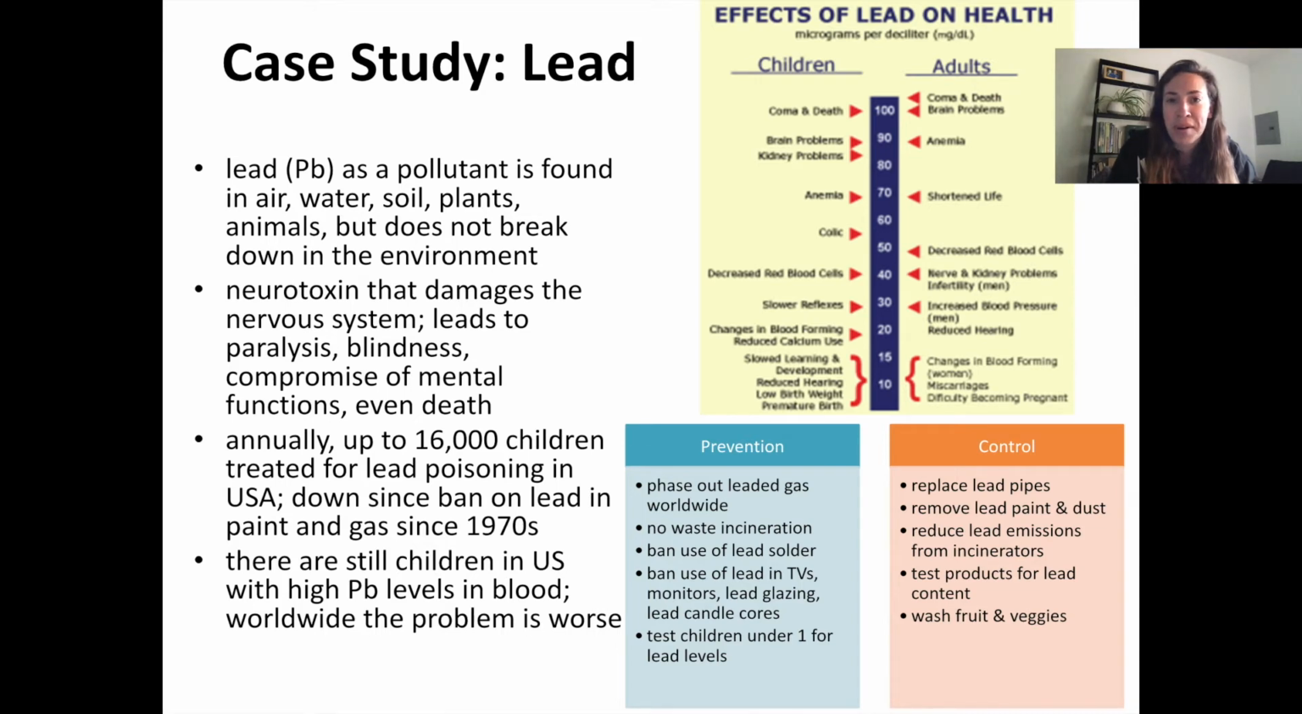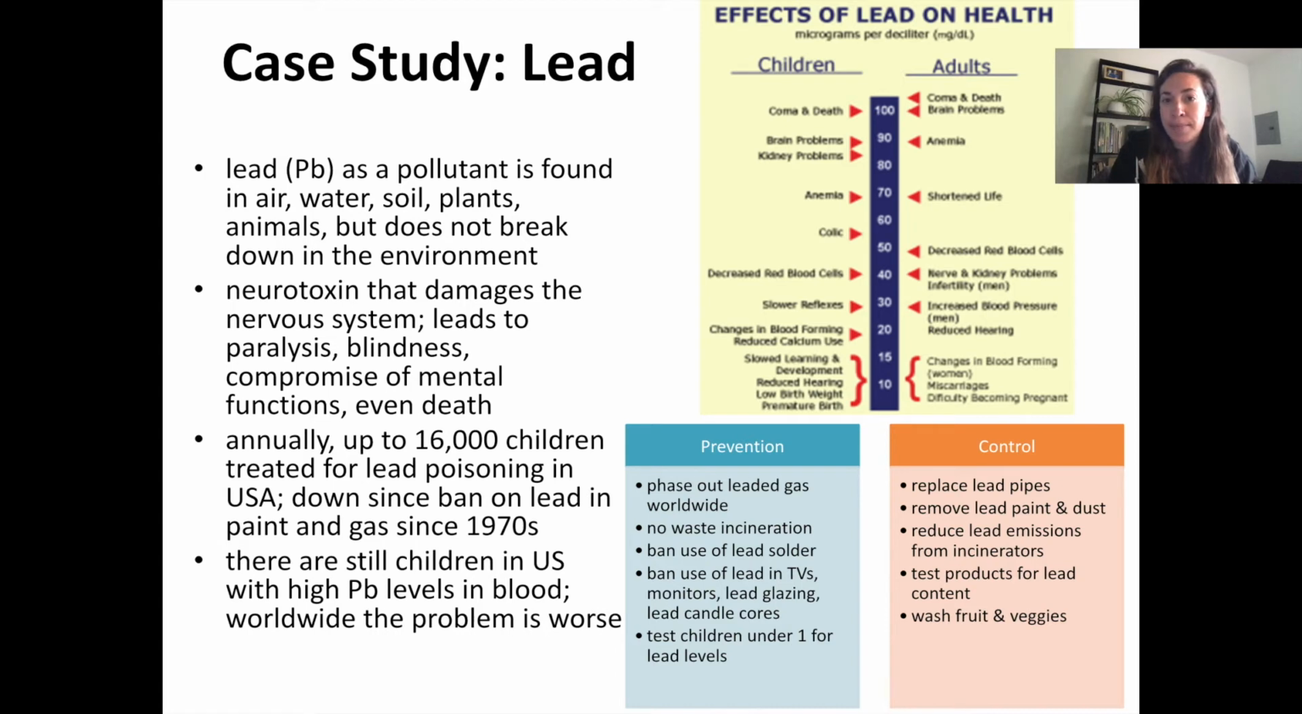It doesn't break down in the environment because it's an atom, and it causes a significant amount of issues. It's a neurotoxin, it damages the neurosystem, it has a significant portion of effects on both adults but mostly children. And we still are treating children for lead poisoning here in the United States every year. This has dropped significantly since we phased out leaded gasoline here in the United States. That's not true for every country, but most countries have moved away from leaded gasoline.